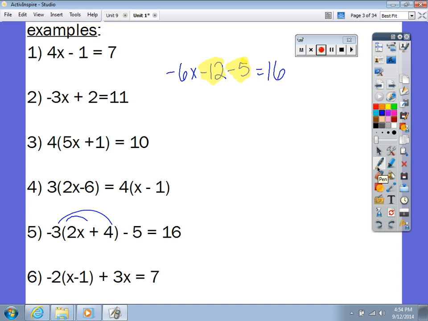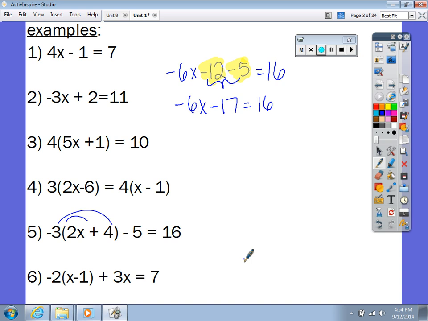Now, one common mistake that students make when they combine like terms is they change the sign. They say plus 5, plus 5. Gross. That is not correct. What you do is you just keep the same signs, okay? Just like we say in class, same side, same sign. So we're going to have negative 6x minus 17 equals 16.